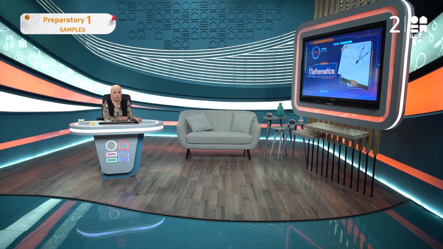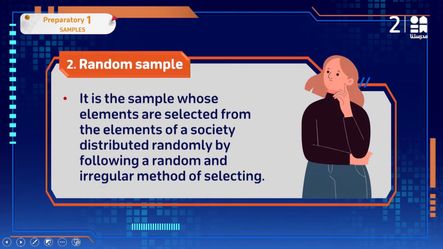Second, random sample. It is a sample whose elements are selected from the elements of a society distributed randomly by following a random and irregular method of selecting. As we did right now, we wrote some numbers on the cards and we folded them the same way. This way, or this sample, is called random sample.